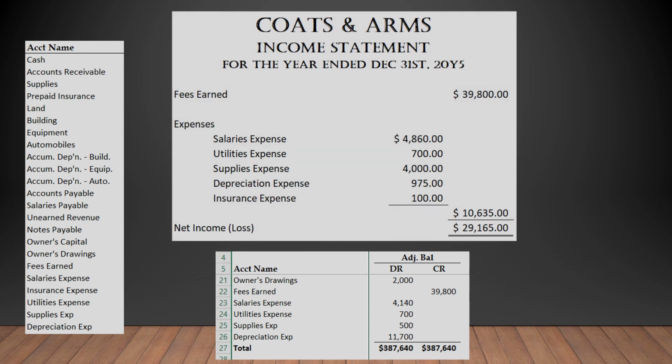List our revenues and sum them if we had more than one. List our expenses, sum them, and then we take the difference, which is our net income or our net loss.